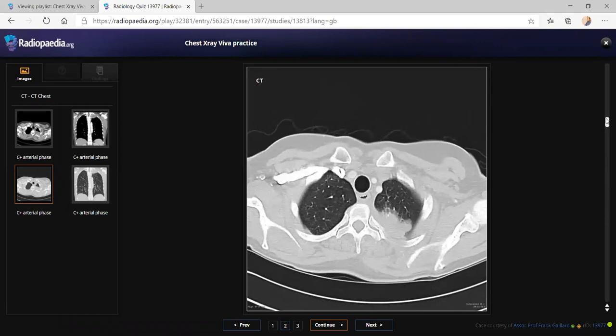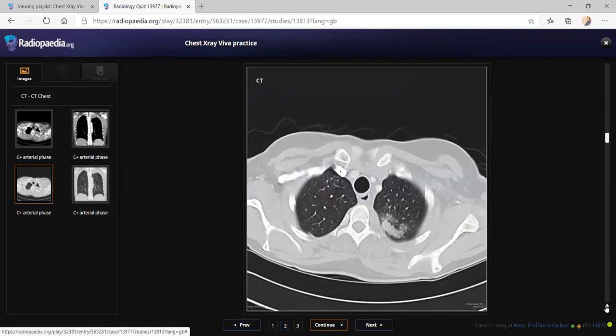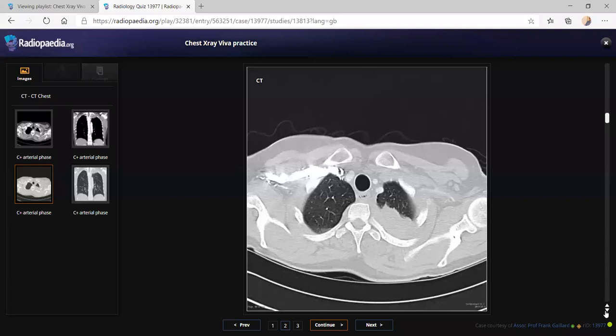Although this is not a bone window, on this lung window the adjacent rib appears to be eroded and destructed when I compare it to the right. So this is a malignant pulmonary lesion with adjacent bone destruction.